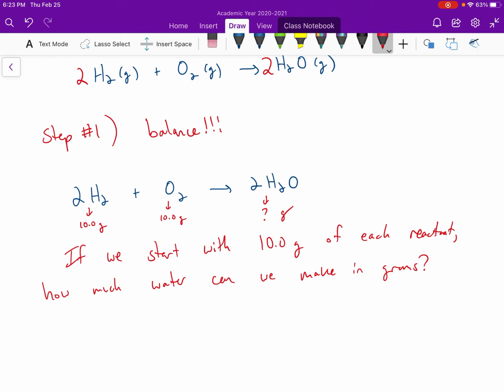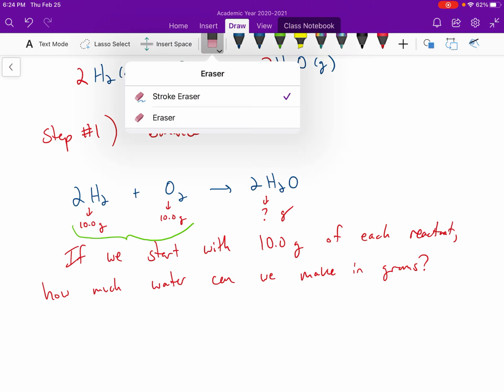Now, you might be thinking, well, this is easy. Law of conservation of mass. If I start with 20 grams of stuff, I need to end up with 20 grams of stuff, right? And you would be correct. The problem is, is that 20 grams of stuff all water? Or is it some combination of water and leftover ingredients from the reactants? And the answer to that is, well, we don't know. And we've got to figure that out, okay?